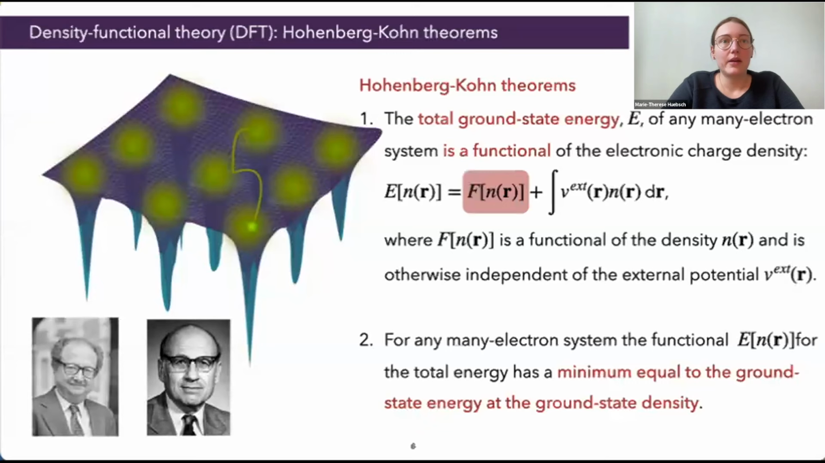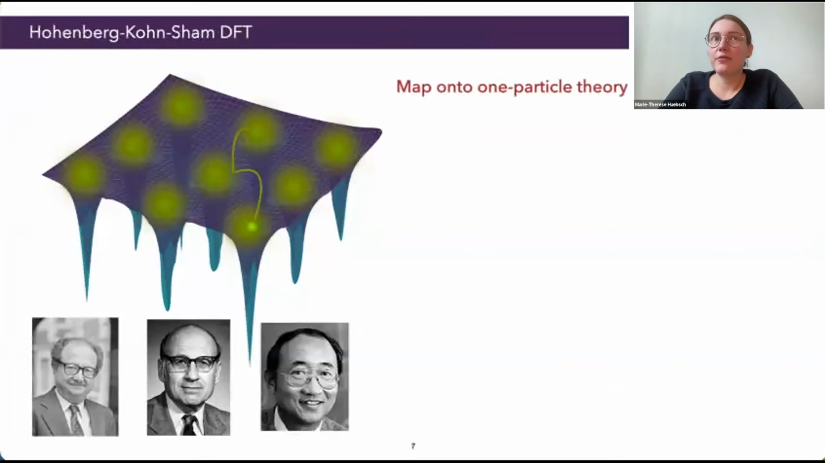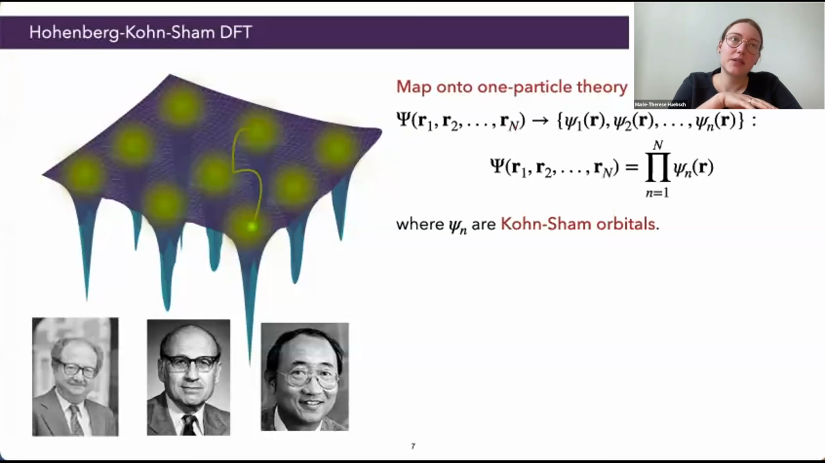The problem is that we have this density functional f of n, and we don't know its functional form. For that, Kohn and Sham have formulated a mapping of the many-body system onto a single particle problem. That is, the many-body wave function is written as a product state of Kohn-Sham orbitals. The Kohn-Sham orbitals describe a single electron, and this is illustrated here in the figure.